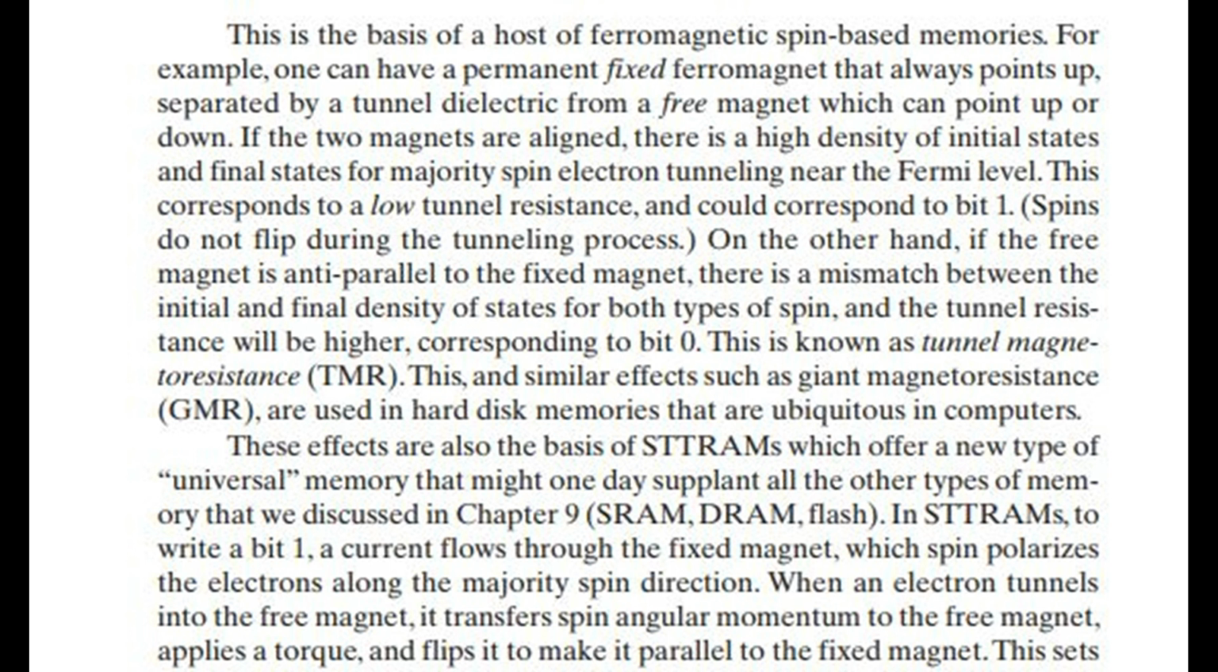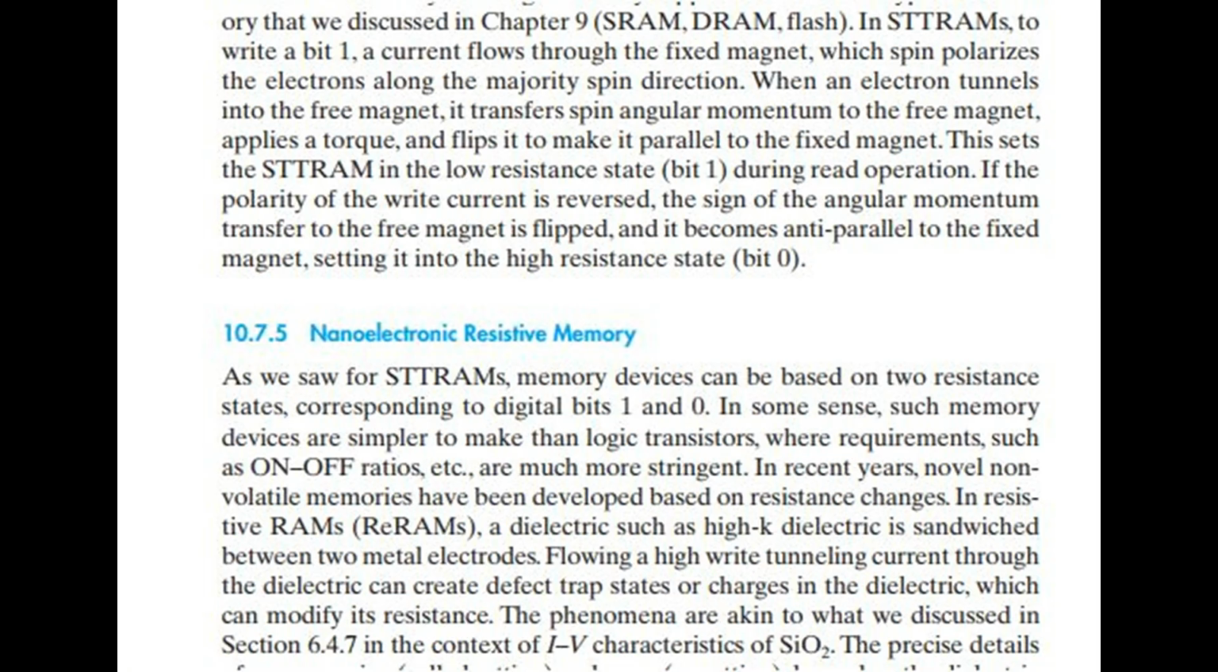In STT-RAMs, to write a bit 1, a current flows through the fixed magnet, which spin polarizes the electrons along the majority spin direction. When an electron tunnels into the free magnet, it transfers spin angular momentum to the free magnet, applies a torque, and flips it to make it parallel to the fixed magnet. This sets the STT-RAM in the low resistance state, bit 1, during read operation. If the polarity of the write current is reversed, the sign of the angular momentum transfer to the free magnet is flipped, and it becomes antiparallel to the fixed magnet, setting it into the high resistance state, bit 0.